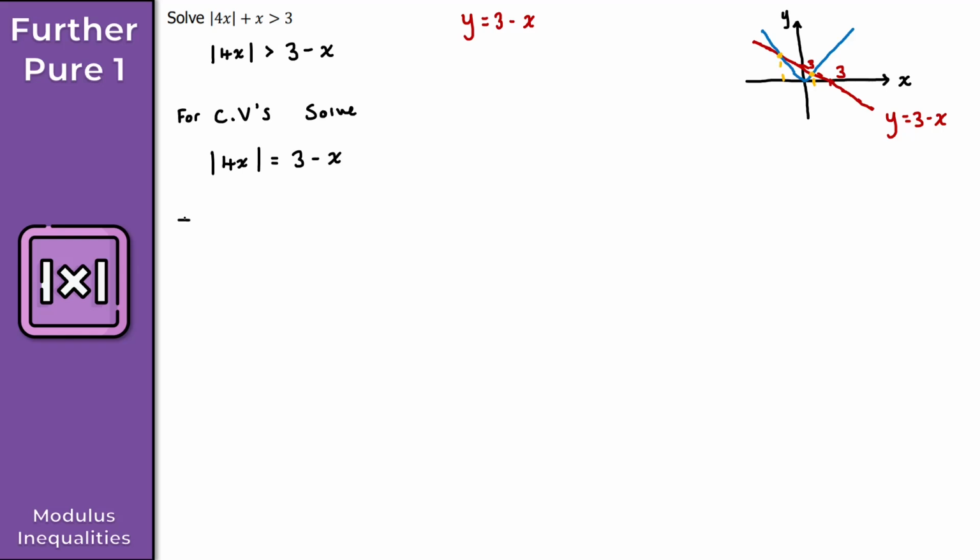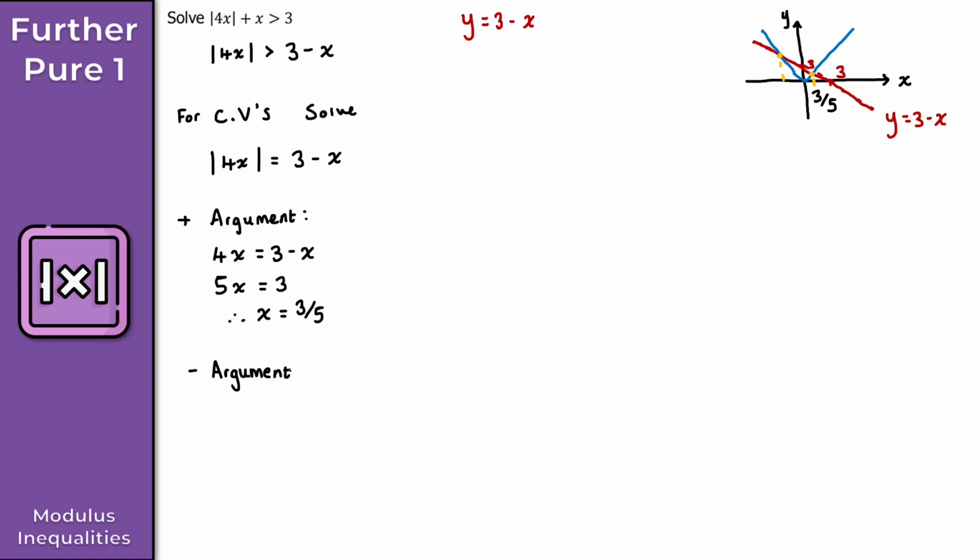So for the positive argument, that would simply be 4x equal to 3 minus x. Just solving this straightforward linear equation, we get 5x equals 3. And therefore, x is equal to 3/5. So that's clearly this point here, because this one is obviously negative. So that's 3/5 there.